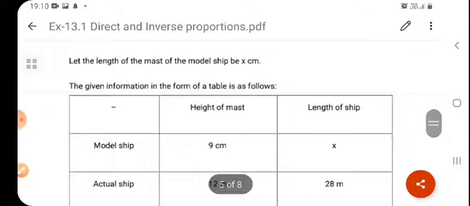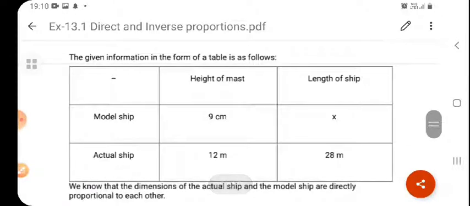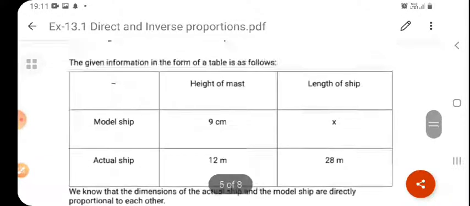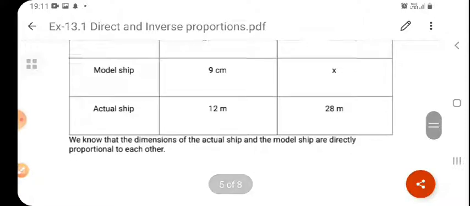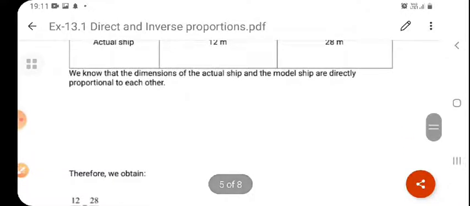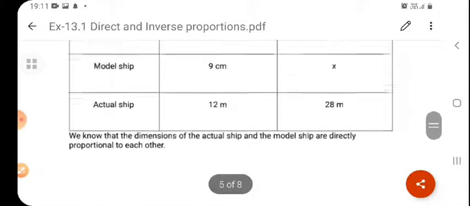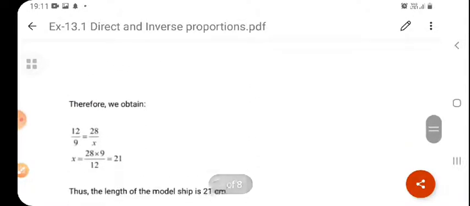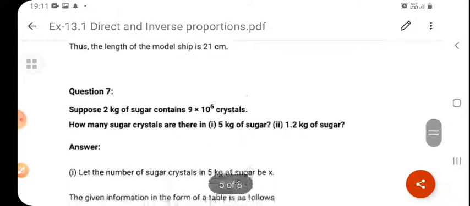Now we will calculate the height and length in two rows and columns. We divide into model ship and actual ship, and the height of mast and length of ship. So for the model ship we have height equal to 9, length of ship we will consider as x; the actual ship is 12 meter and length of ship is 28 meter. So they are directly proportional, so we will divide: 12 upon 9 is equal to 28 upon x. Therefore, we calculate the value of x as 21 centimeter.